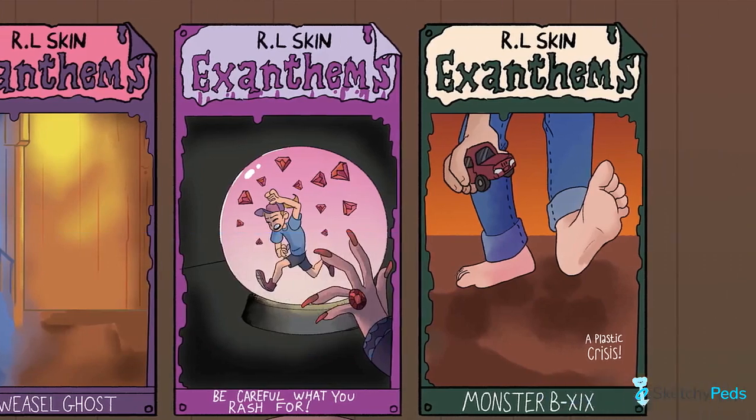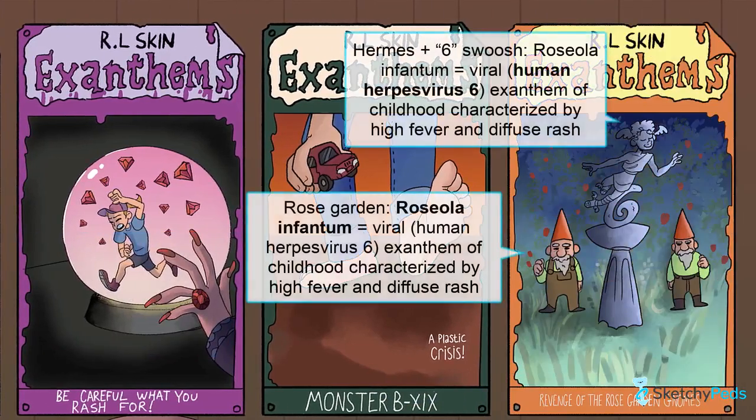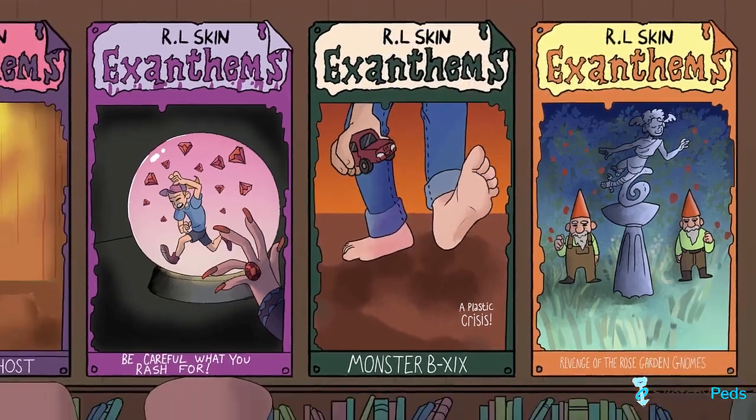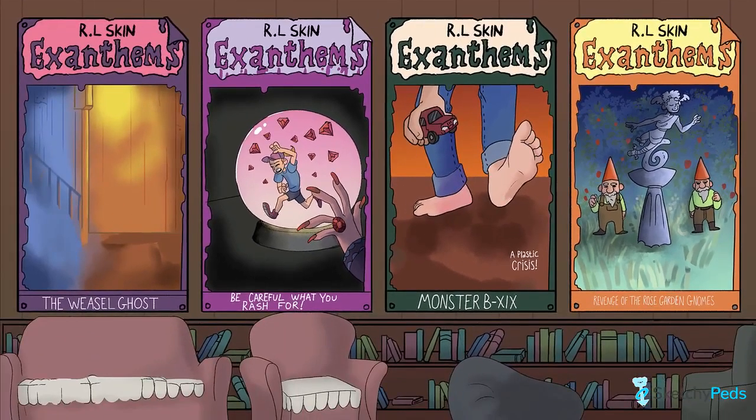More on that later. The last condition we will cover in this sketch is Roseola infantum, caused by human herpes virus 6, and also known as Exanthem subitum, or 6th disease. The presentation, workup, and treatment of Roseola will be covered in and around the poster for the Exanthems book titled Revenge of the Rose Garden Gnomes. And don't miss the statue of Hermes for herpes virus. With that bit of intro out of the way, let's start with the haunted tale of the ghost weasel.